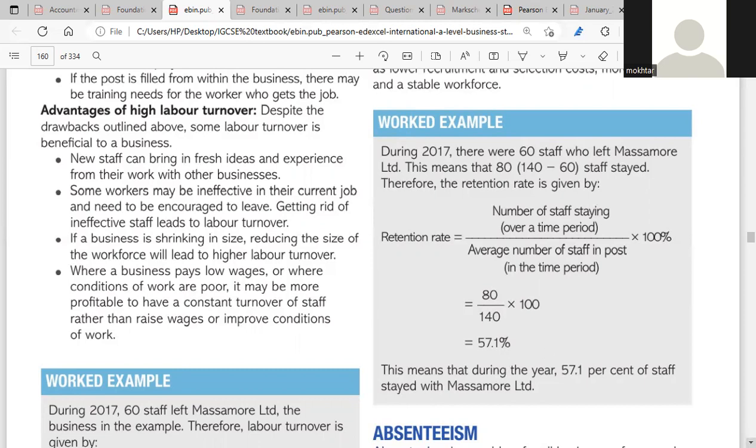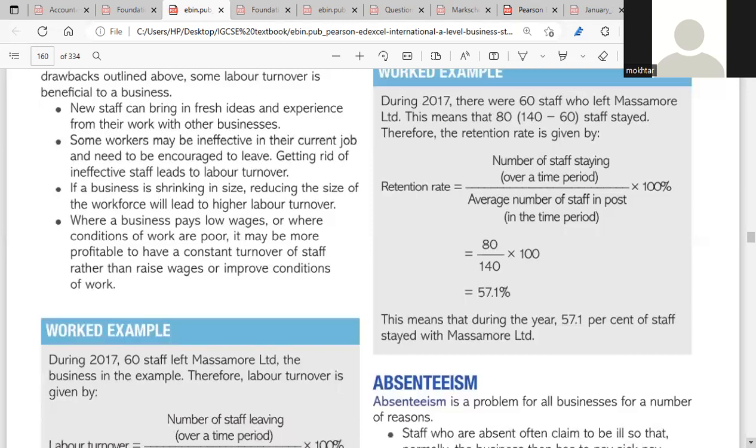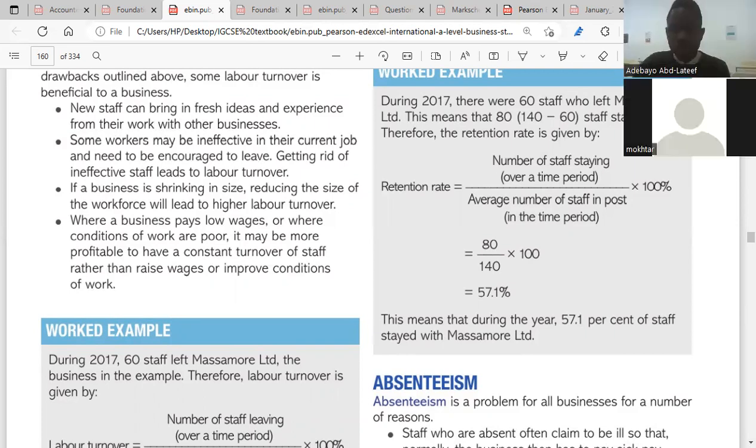if a business is shrinking in size, reducing the size of the workforce will lead to higher labor turnover. Yes, it's another advantage. It is important to allow workers to leave for a business that is trying to reduce its size. So if the business doesn't want to expand, it wants to reduce its size, then there's no way it will not allow workers to leave. So workers will definitely leave, which will result in high labor turnover.